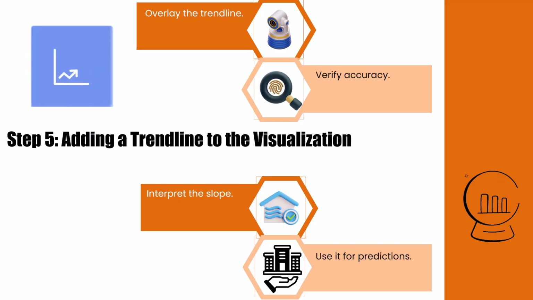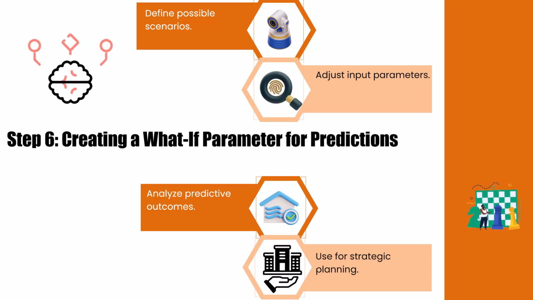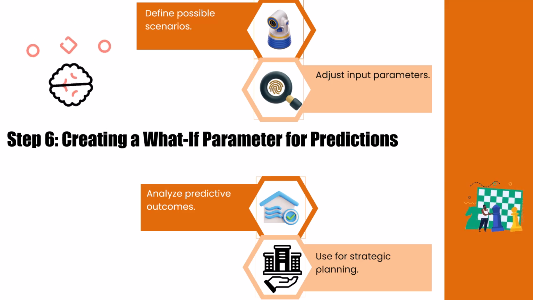A trend line is like a guide. It helps us see the direction of the data. Once added, our scatter plot transforms from scattered dots to a clear trend. It's like giving your data a GPS to the future. What if you could predict the future? Well, with what-if parameters in Power BI, you almost can. Adjusting inputs gives us valuable insights into different scenarios, helping businesses plan smarter.